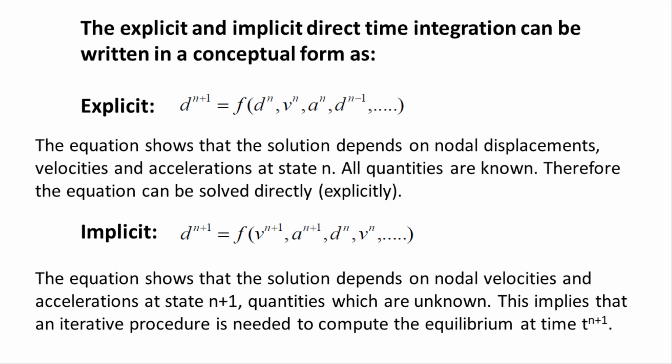The explicit and implicit direct time integration can be written in conceptual forms. For explicit analysis, the equation shows that the solution depends on nodal displacements, velocities, and accelerations at state n. All quantities are known. Therefore the equation can be solved directly, explicitly. For implicit analysis, the equation shows that the solution depends on nodal velocities and accelerations at state n+1, quantities which are unknown. This implies that an iterative procedure is needed to compute the equilibrium at time t n+1.